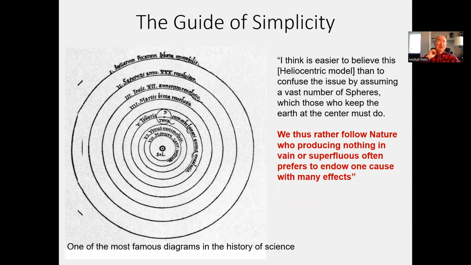Okay, so where is he coming from? Why should we accept his theory? I think it easier to believe this, my theory, than to confuse the issue by assuming a vast number of spheres, which those who keep the Earth at the center must do. We thus rather follow nature, who produces nothing in vain or superfluous, often preferring to endow one cause with many effects. And I think I will demonstrate that very well in a moment. From one cause, we will have many, many effects.